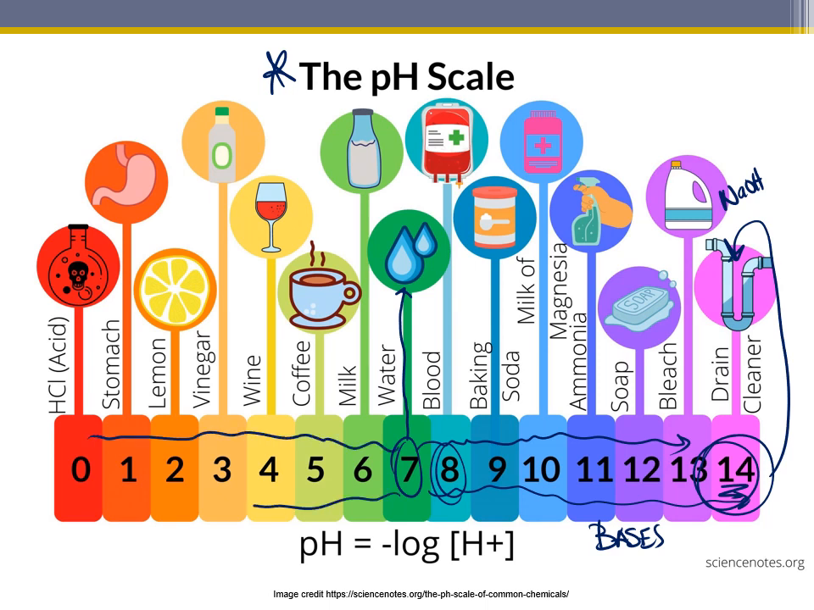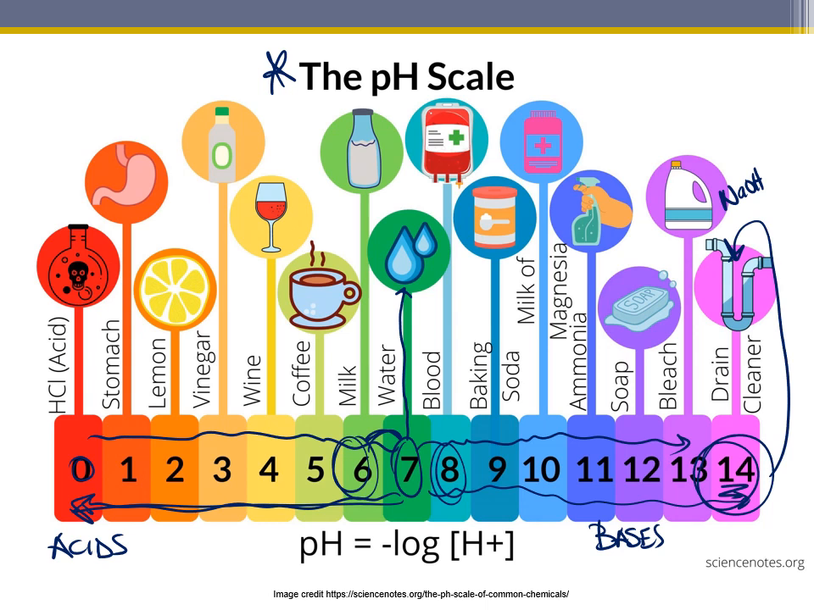And again, the further away from 7 we get, the stronger, the more concentrated the acids. Acids have pHs less than 7. Something like milk is just a tiny little bit acidic, not very far away from water. Hydrochloric acid way down here is strong and concentrated with that pH of 0.